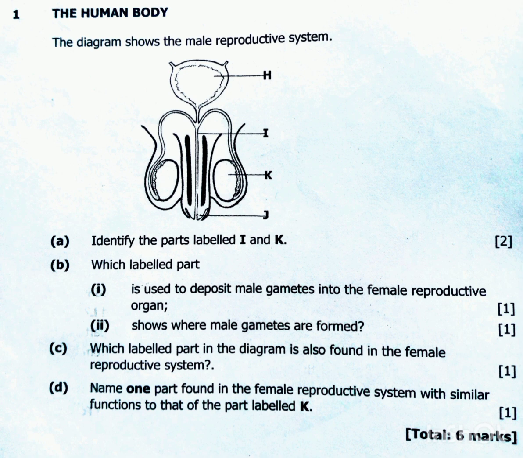Okay, so the testis produces male gametes, the ovary produces female gametes. The testis produces the hormone testosterone. The ovary produces hormones such as estrogen and progesterone. So the part found in the female reproductive system with similar functions to that of part K is the ovary. So the answer is ovary.